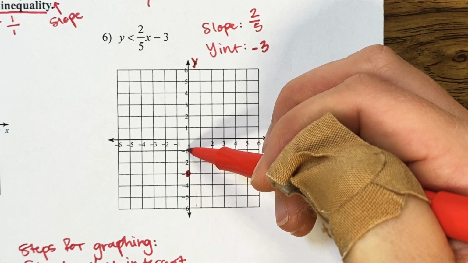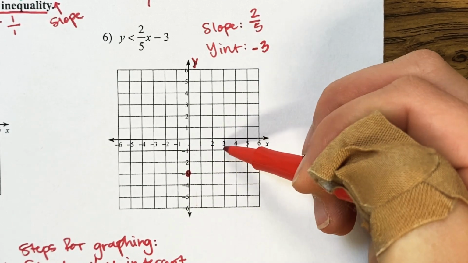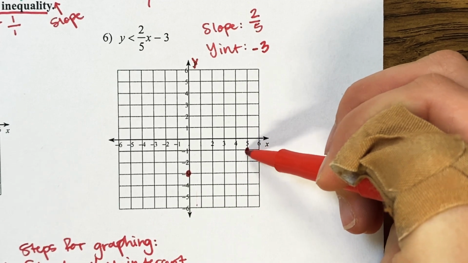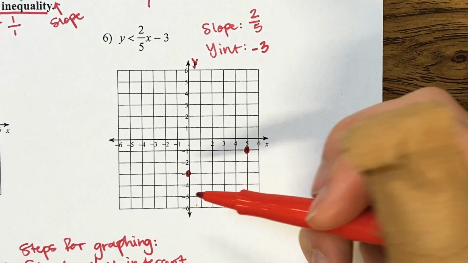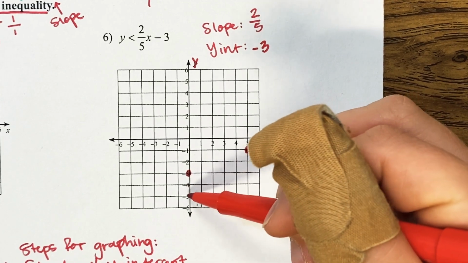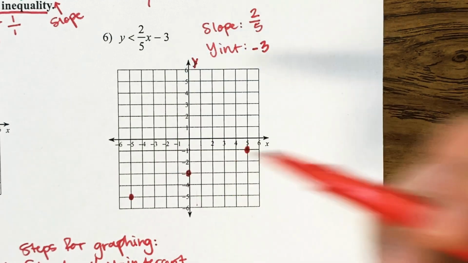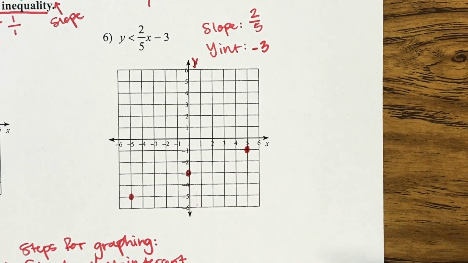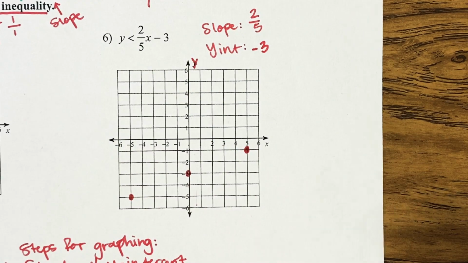Okay, so we went up 2, and then we're going to run 5: 1, 2, 3, 4, and 5. If you want to go backwards and put another point, you can. That would be down 2, 1, 2, and then backwards 5: 1, 2, 3, 4, and 5. Still a straight line, but remember, now we need to either have a solid or a dotted line.